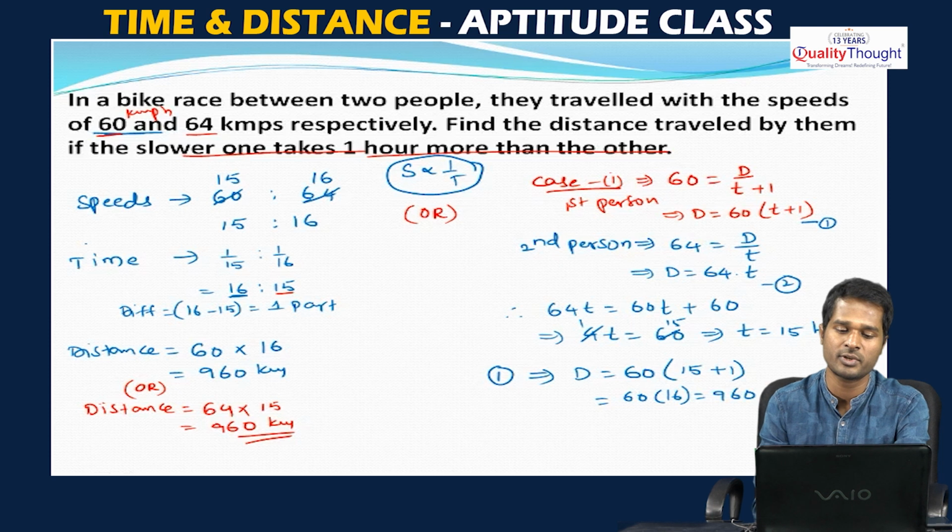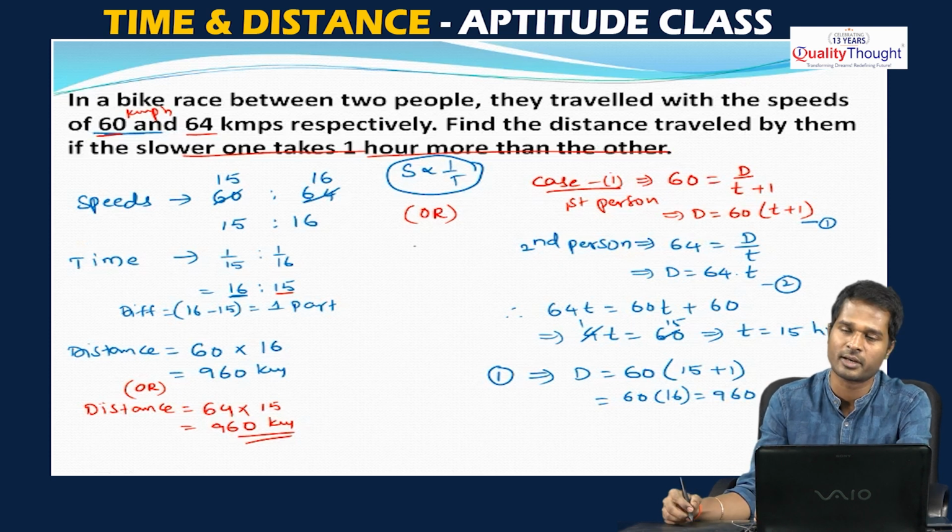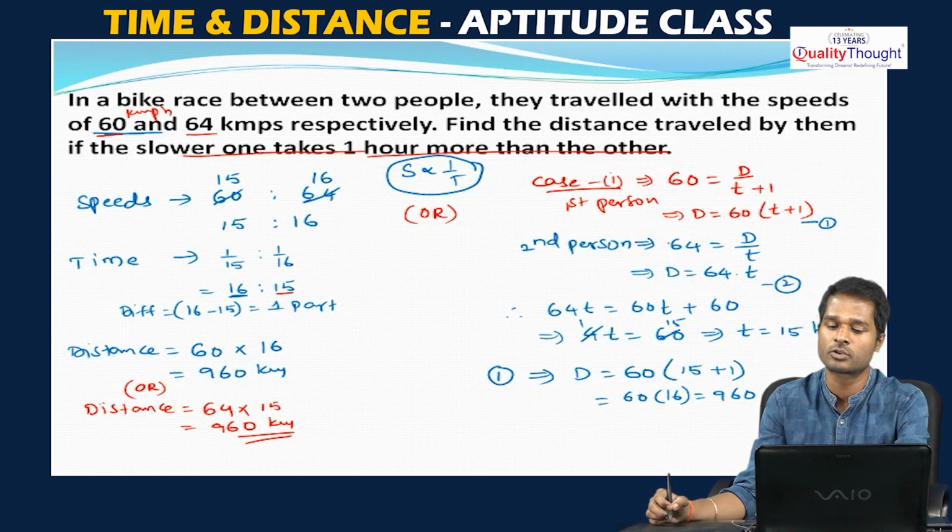In the first case we solved the question by using the ratios, and in the second case we solved it by using the traditional method, that means by using the formulas. In the second way, both cases denote the distance d, so we equalized the distances to get the answer. So this is how we calculate this type of question.